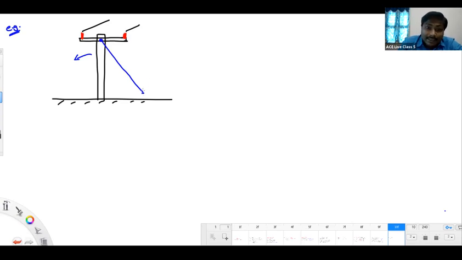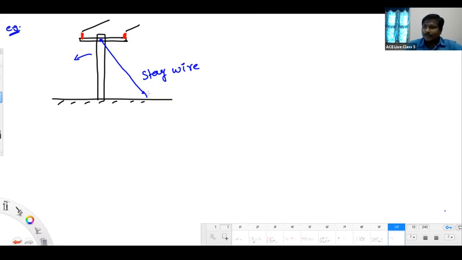This wire, which keeps the pole at the specified location, is called the stay wire. Next, please tell me where we have to connect the other end of the stay wire. One end is connected to the pole, that's okay. Where do we have to connect the other end of this wire?